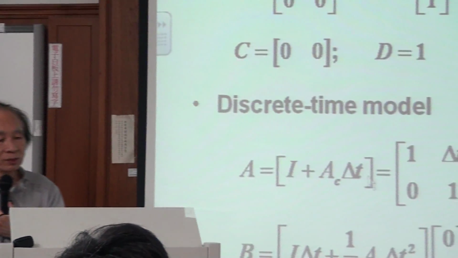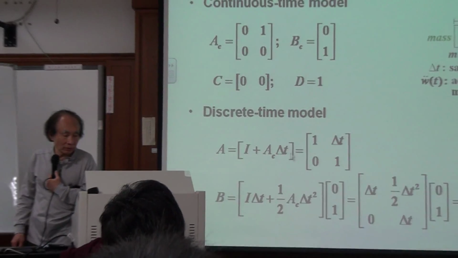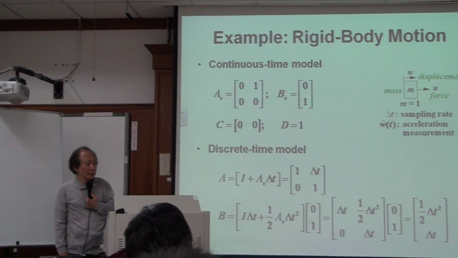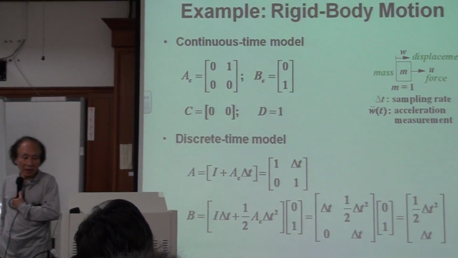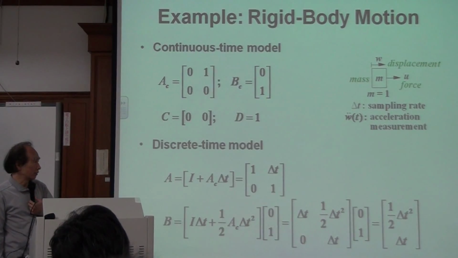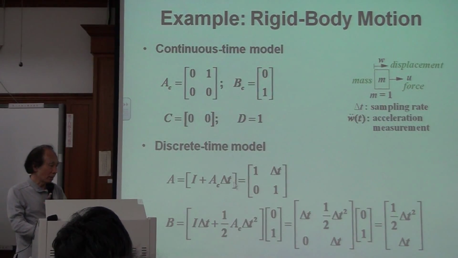So my discrete time model for the rigid body motions, A is nothing but I, 1 delta t, 0 1. That's my discrete time model.